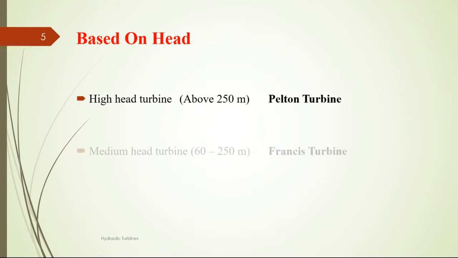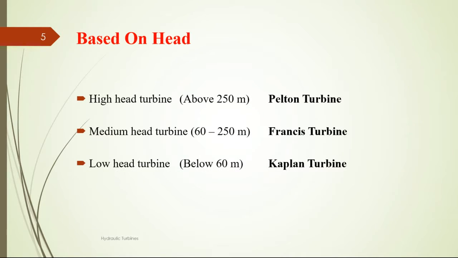Then next one is based on head. So basically it is divided into three types. First one is high head turbine, which is mainly about 250-meter, and the best example of this type is Pelton turbine. Second one is medium head turbine, which mainly varies from 60 to 250-meter, and the Francis turbine is the typical example of this category. And below 60-meter head, they are known as low head turbines, and the Kaplan turbine is the main example of this category.